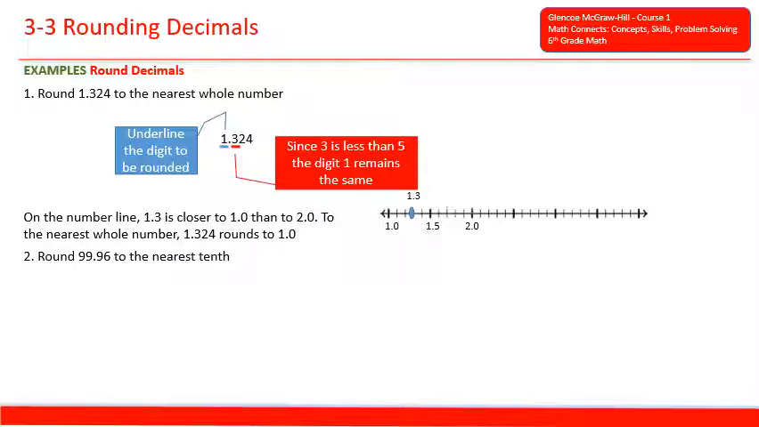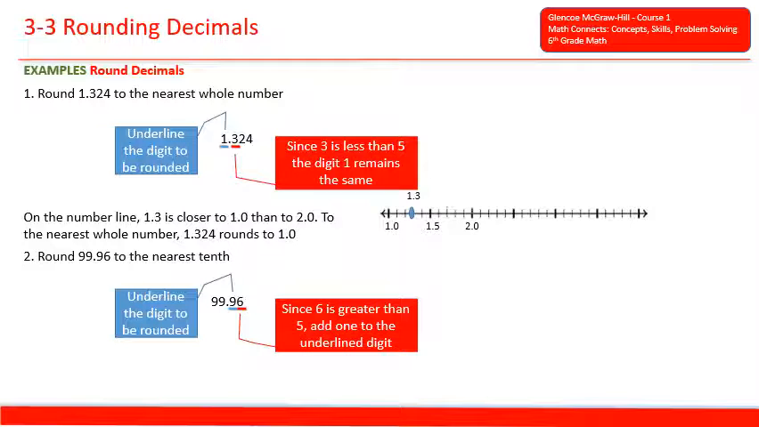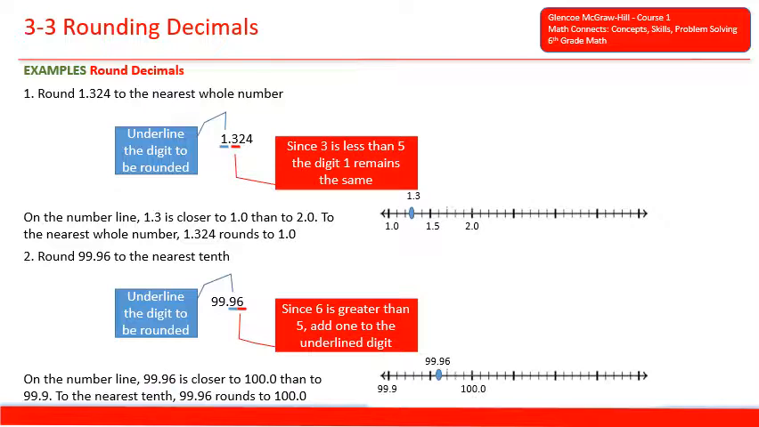Round 99.96 to the nearest tenth. 99.96, we're going to round to the nearest tenth, so that's the 9. So now we have to look at the digit to the right, and if it's 5 or greater, we're going to round up. On the number line, 99.96 is closer to 100 than to 99.9. To the nearest tenth, 99.96 rounds to 100.0.